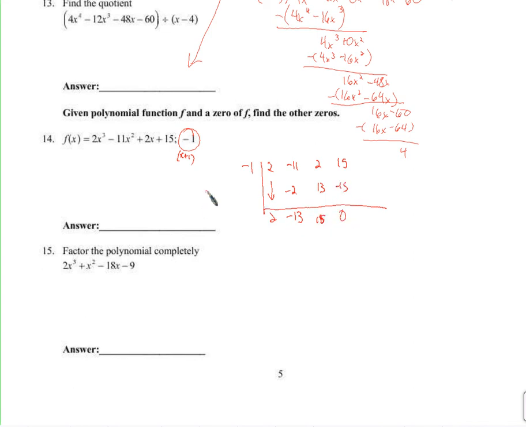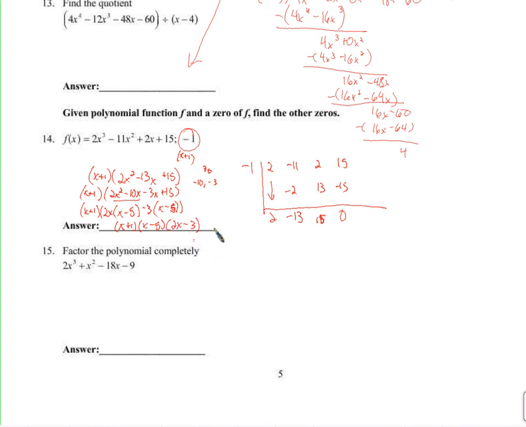So we are currently at this point: x plus 1 times 2x squared minus 13x plus 15. We can factor by grouping. We get 30 when we do 2 times 15, two numbers that multiply to 30 and add to negative 13, how about negative 10 and negative 3? So we have x plus 1 times 2x squared minus 10x minus 3x plus 15. We got a 2x in common here, 2x times x minus 5. Here we have a negative 3 in common, x minus 5. So x plus 1 times x minus 5 times 2x minus 3.